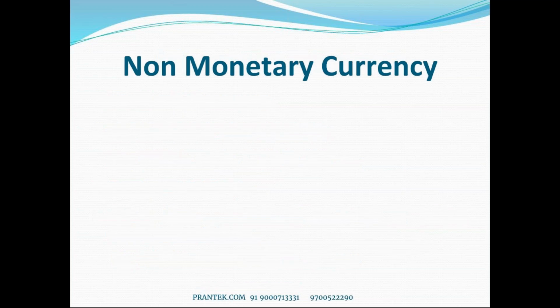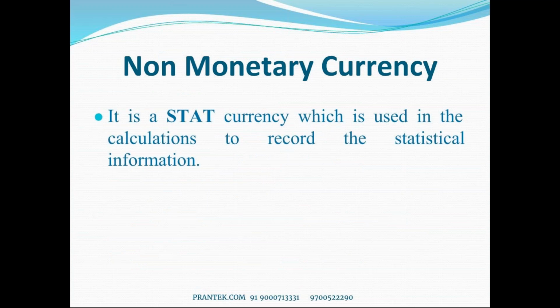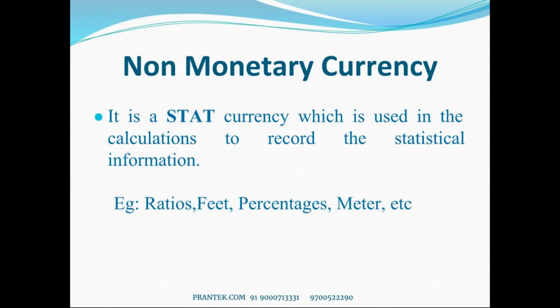Non-monetary currency means only one currency is there, statistical currency. Okay, which one? Stat currency. One currency only is there. So where you can use this one? Calculations and all. For example, ratios, feet, percentage, meter, etc. is called which one? Statistical currency.